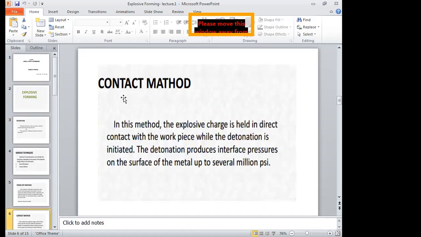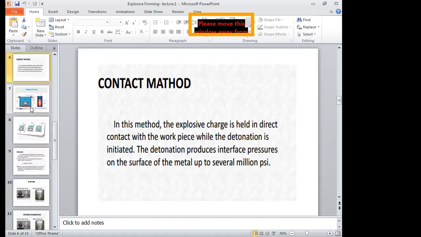The next is the contact method. In this method, the explosive charge is held in direct contact with the workpiece while the detonation is initiated. The detonation produces interface pressure on the surface of the metal of up to several million psi.